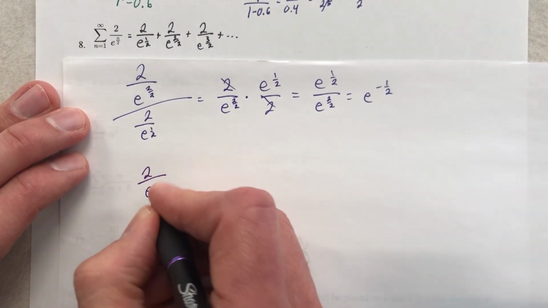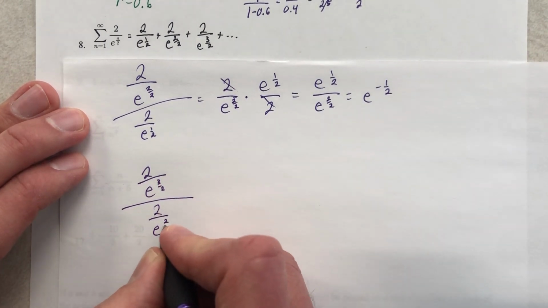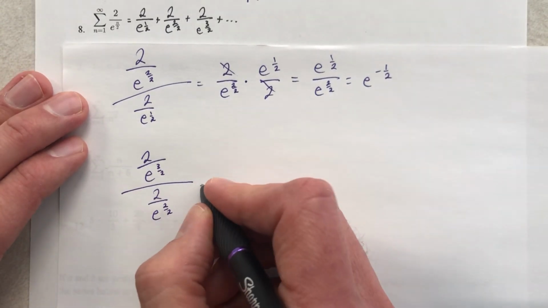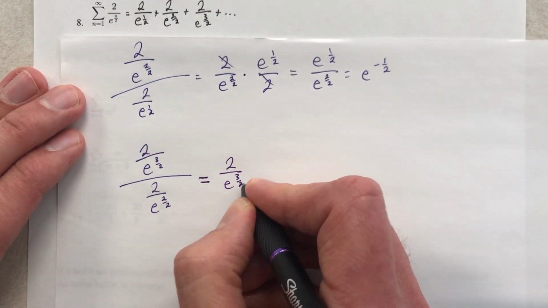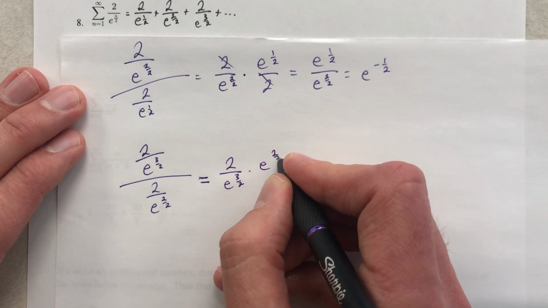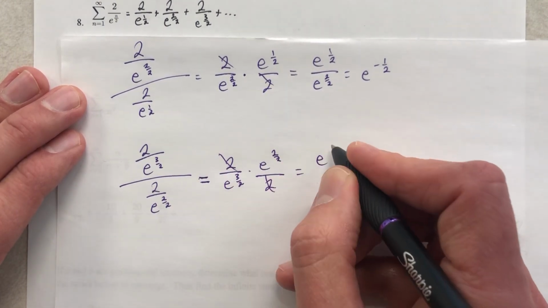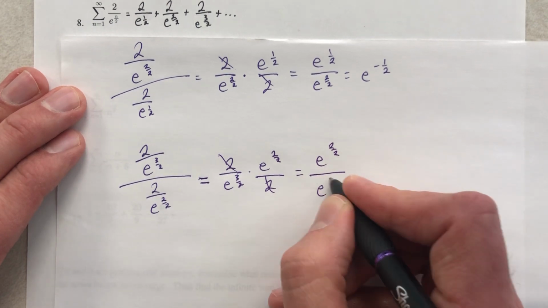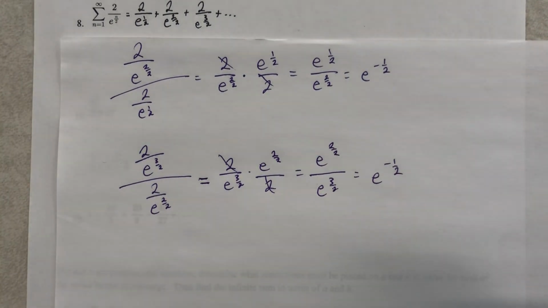2 over e to the 3/2 divided by 2 over e to the 2/2. That is equal to, not times, that is equal to 2 over e to the 3/2 times e to the 2/2 over 2, cancel, cancel. I'm left with e to the 2/2 over e to the 3/2, which is e to the -1/2. Oh, it works. This one is geometric. So yes, geometric. I'm going to do it one more way though.